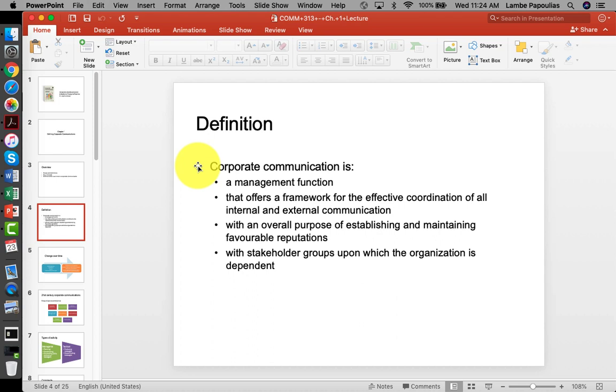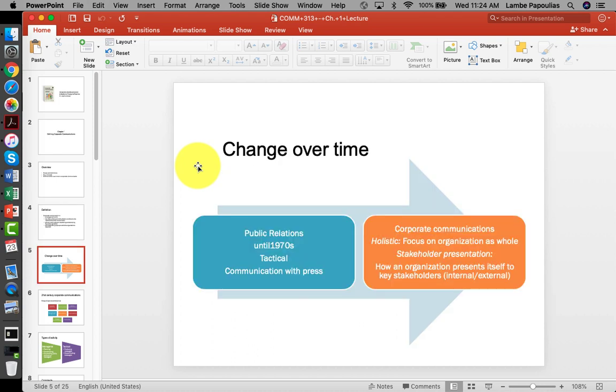Corporate communication is also with an overall purpose of establishing and maintaining favorable reputations. So you want to make sure that you establish and you maintain these favorable reputations. It takes a lot of work to establish favorable reputations, and it's even harder work to maintain them in today's society of digital communication. Finally, it's with stakeholder groups upon which the organization is dependent. So going back to what I discussed about internal and external stakeholders, Whole Foods is dependent on their internal and external stakeholders, just like any other organization.